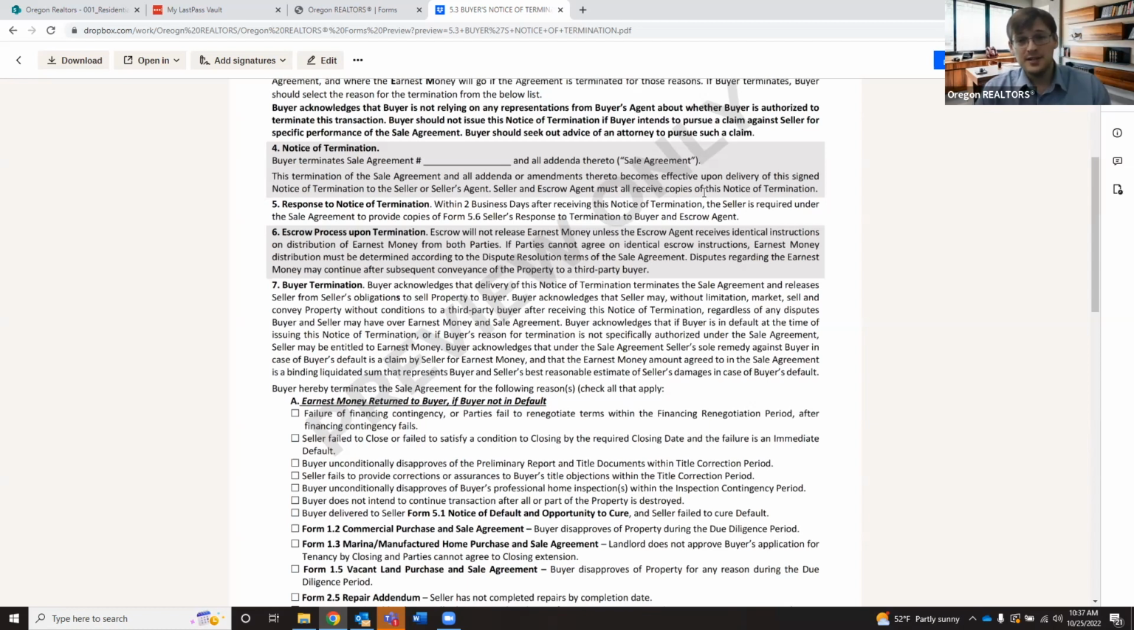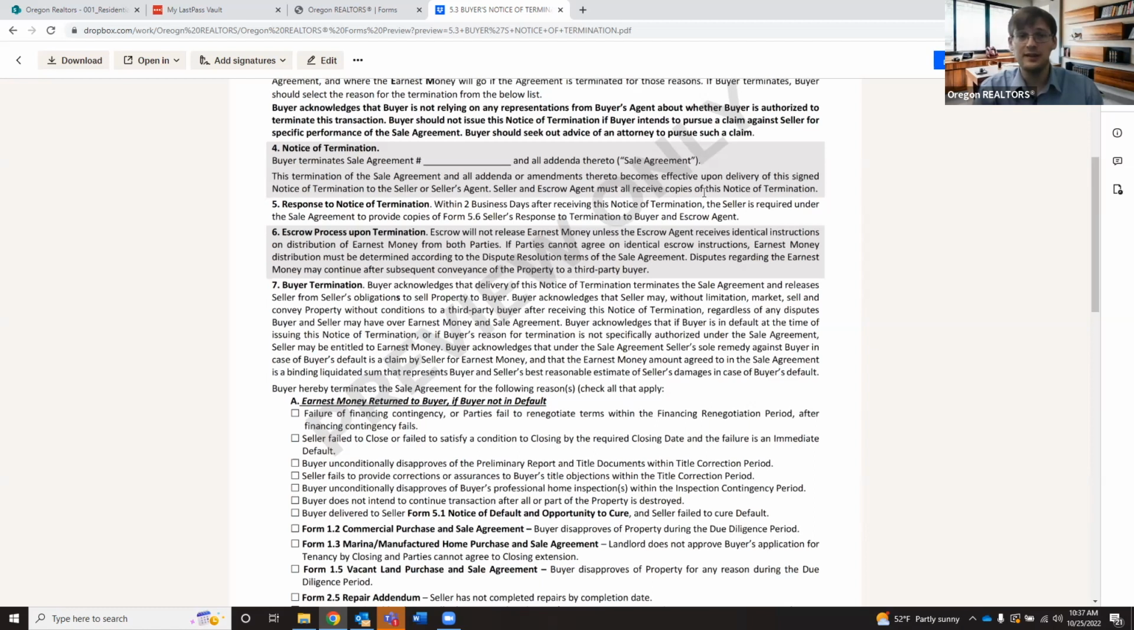The response to termination, they have 2 business days to respond. This response to termination will essentially provide releases. If the buyer says, look, I don't want to pursue specific performance, let's just be done with this thing and get the earnest money figured out, they can release the right to the specific performance and then move forward.